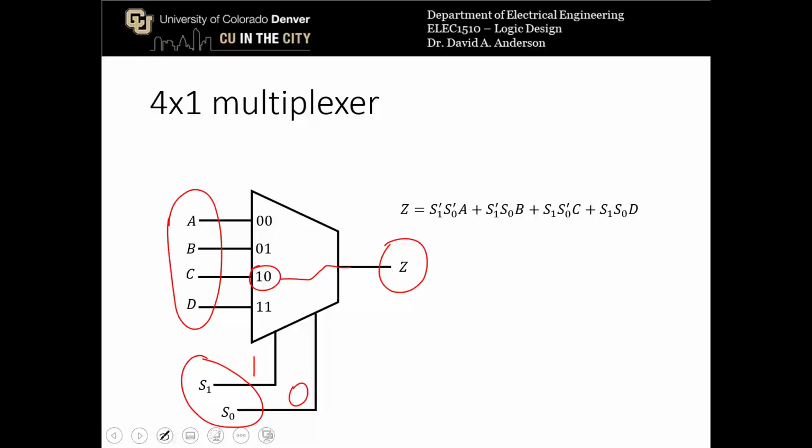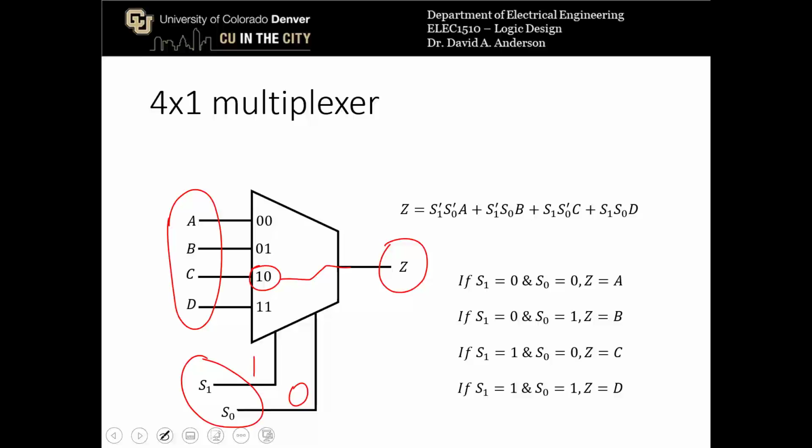If we want to write that instead as a bunch of if statements, it'll look like this. This is not a Boolean expression anymore, but it will translate more directly into Behavioral Verilog case statements. So if S1 equals 0 and S0 equals 0, that means that Z is equal to the input A. If S1 is equal to 0 and S0 is equal to 1, then Z is equal to the input B. And so on until we get to if both of the S select lines are 1, then Z is equal to the input D.